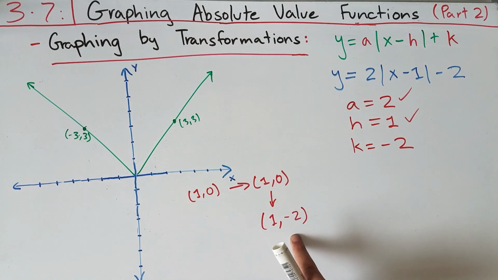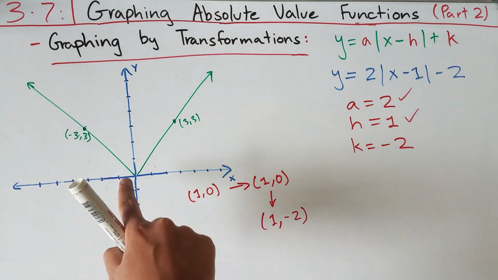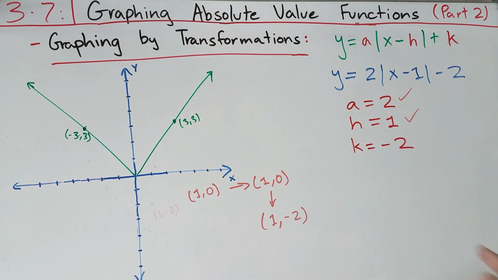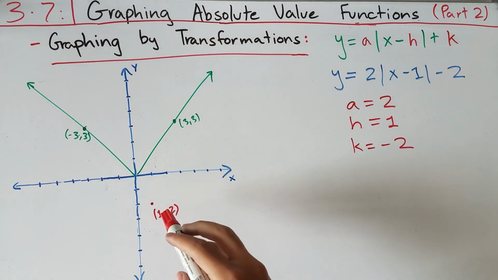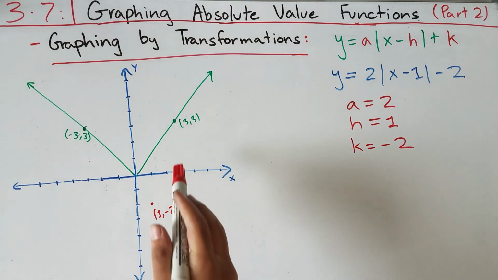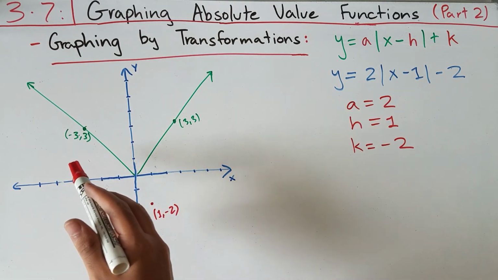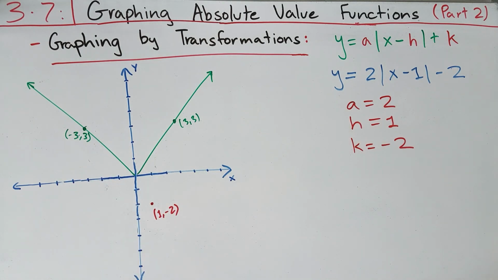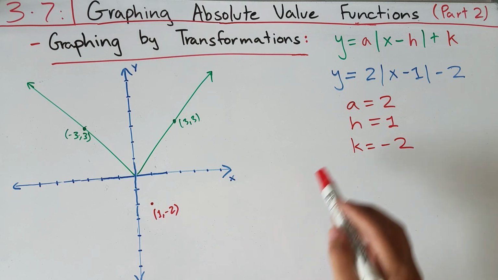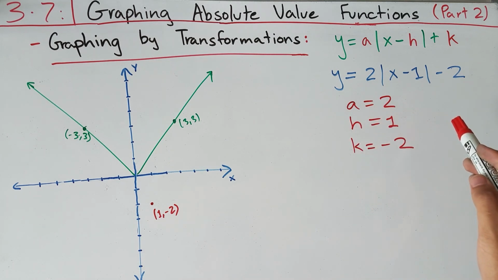So this is where our point will be when we shift it from the origin because of all of these transformations over here. And that point would lie over here. Now let's look at these two other points on the parent function which we already know are 3, 3 and negative 3, 3. So we will be transforming these 2 points to get the 2 points on the function y equals 2 times the absolute value of x minus 1 minus 2.